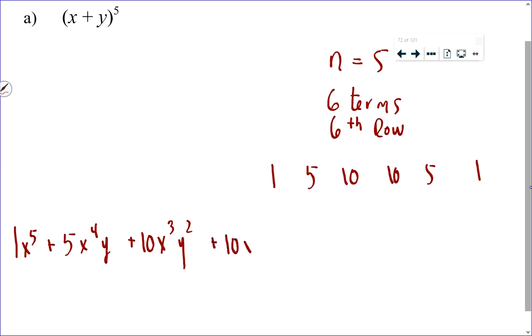I have another 10. This time it will be x squared y cubed. Then I'm back down to a 5, which will be x y to the 4. Finally, I'm at 1, and it will be y to the 5. And that's our answer.